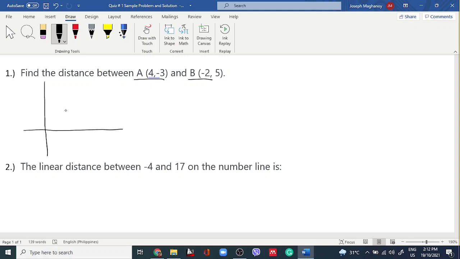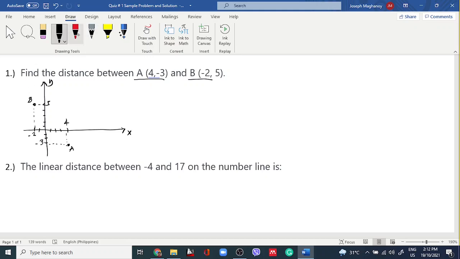So, let's find point A. You have X and you have this as your Y. So 1, 2, 3, 4. So you have 4 and -3. 1, 2, 3. So that's your -3. Approximately, this is the location of your point A. And for your point B, that is -2 and +5. 1, 2, 3, 4, 5. So this is your 5 and this is -2. Approximately, this point is the location of your point B.